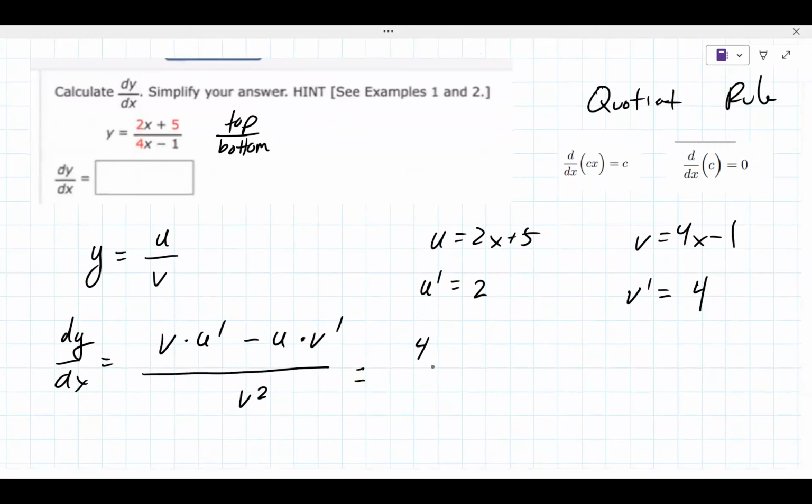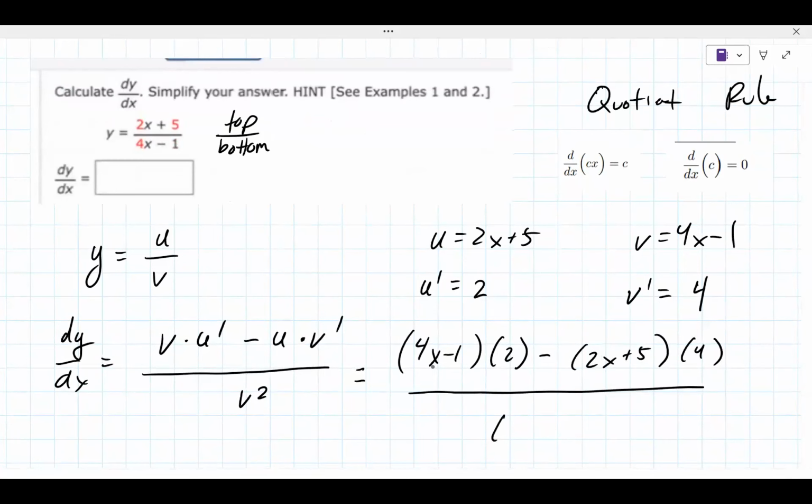So v is 4x minus 1, u prime is 2, u is 2x plus 5, v prime is 4, over 4x minus 1 squared. Now you'll notice that it does say to simplify your answer.